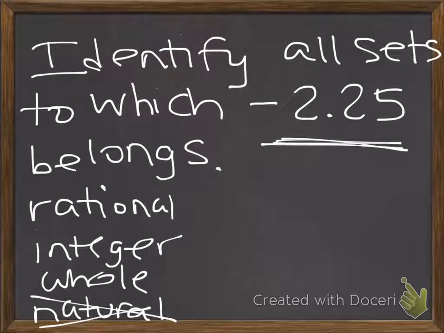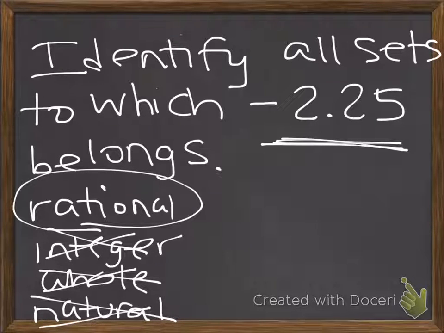Whole numbers also have to be positive, and they do include 0, but they do not include any negative numbers, so it can't be a whole number. Integers do include negative numbers, but they do not include negative fractions or decimals, so it can't be an integer. So the only set this number belongs to is rational numbers, which include pretty much any number except for a decimal that does not end.